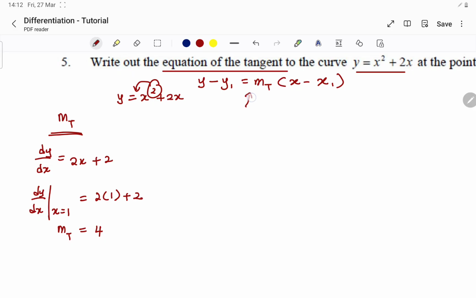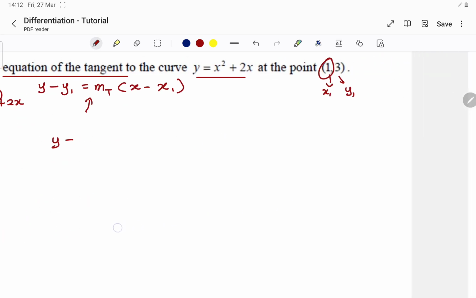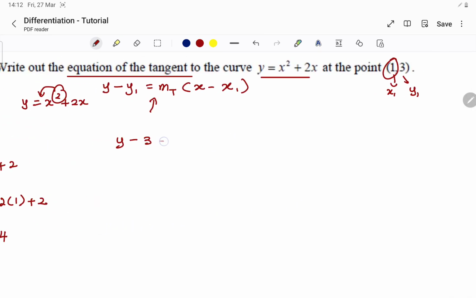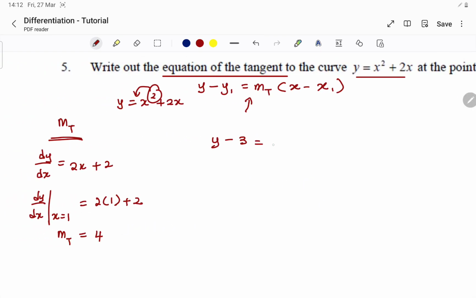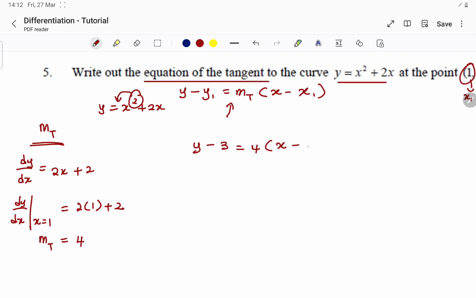Then you substitute inside this equation. y minus y1, y1 is equal to 3, and then mt is equal to 4, multiply with x minus x1, x1 is equal to 1. And then you expand all of this. y minus 3 equal to 4x minus 4. Then negative 3 you bring to the right side, you're going to get 4x minus 4 plus 3. You will get y equal to 4x minus 1. So this is your equation of tangent.